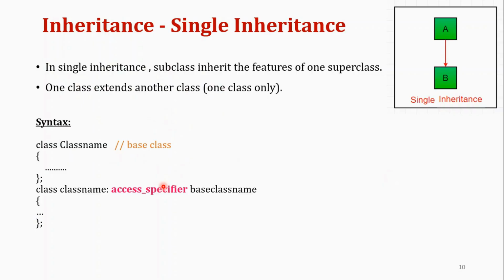Single inheritance or simple inheritance, we are having only one base class and only one derived class. Right? So this is the base class, and the derived class is this one. This is the access specifier, the mode of inheritance, whether you are inheriting in public, private, or protected. Anyone should come over here, and then the base class name. Okay, this is single or simple inheritance.